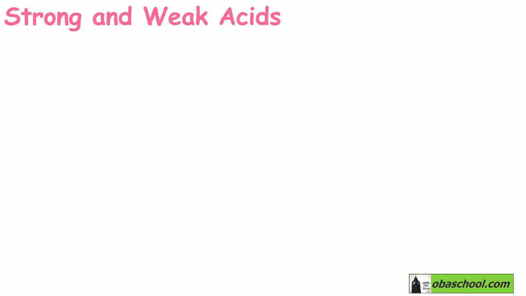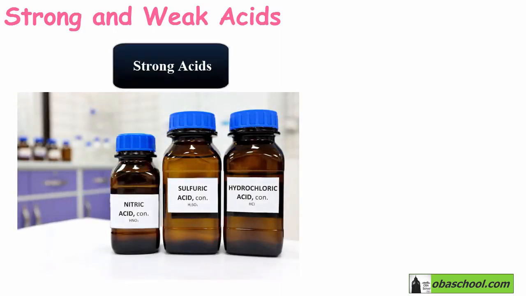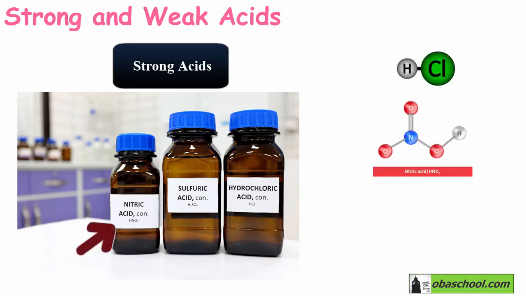In this tutorial, we will explain what are strong acids and what are weak acids. So what's the difference between strong and weak acids? Here we have some examples of strong acids. Hydrochloric acid, HCl, nitric acid, HNO3, and sulfuric acid, H2SO4. All of these are examples of strong acids.